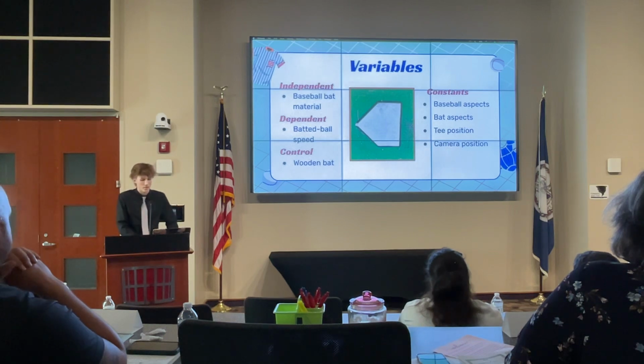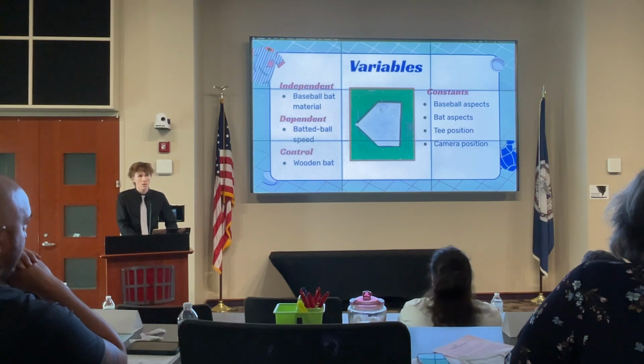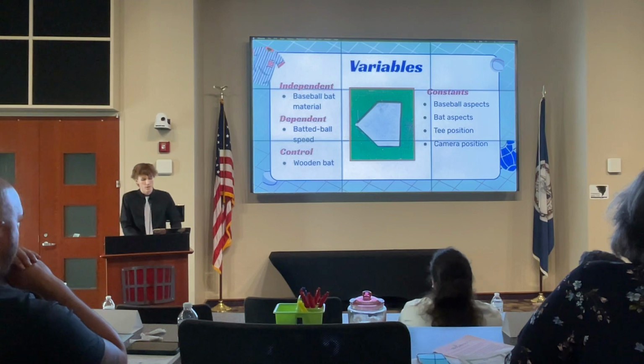For my study's variables, the independent variable is the materials used for the baseball bats. The dependent is the velocity of the baseballs after the hit. The control was a wooden bat, and the main constants were the aspects and features of the bats and baseballs, along with the tee position, which, as you can see in the displayed picture, was kept constant by using this stationary plate, and the camera position, which was kept constant by using a wooden pole.